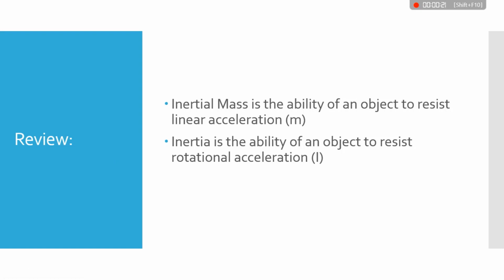When we talk about inertial mass, so just mass, what we really mean is the ability of an object to resist linear acceleration. So we can do a rotational analog by saying that rotational inertia is the ability to resist rotational acceleration.